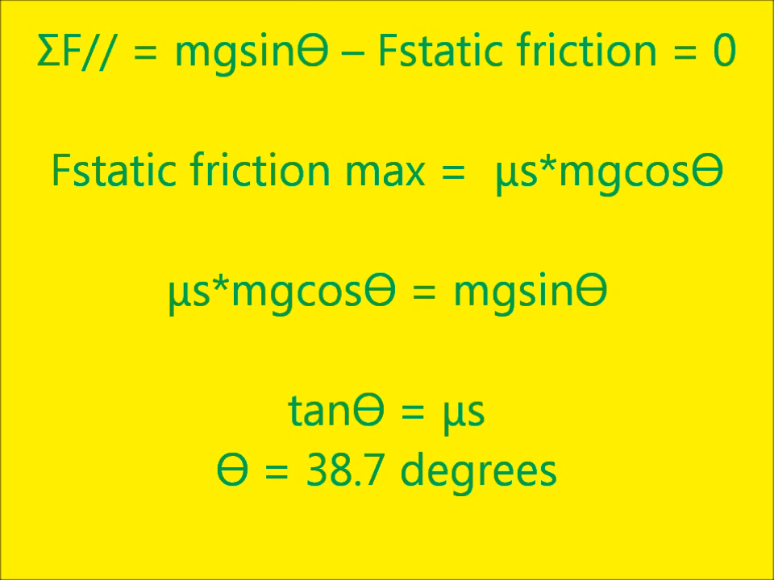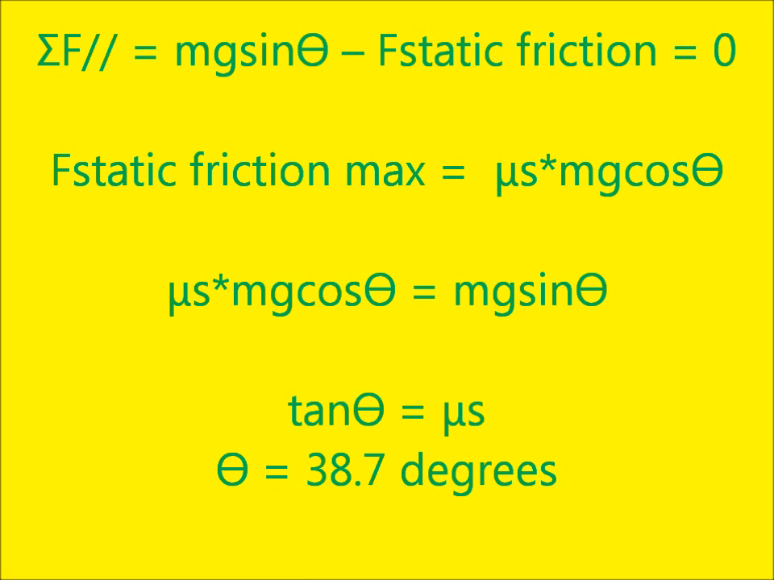At this point, let's bring in the equation we wrote down previously for the parallel component. Sum of the forces in the parallel direction is equal to mg sine theta minus the force of static friction equals 0 for a file cabinet at rest. We'll juxtapose this against the equation we just wrote, which was the force of static friction maximum equal to mu sub s times mg cos theta. The clever part here is that we're going to set these two equations equal to each other. And when we do that, we can write mu sub s times mg cos theta equal to mg sine theta.